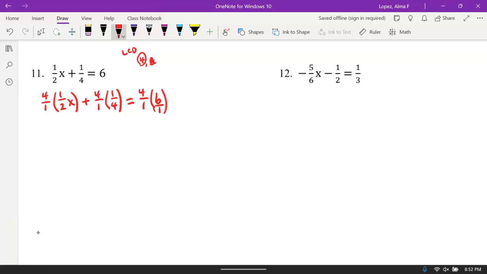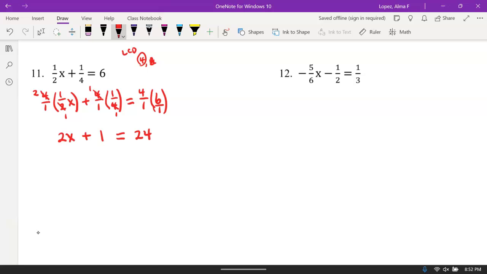The 4 and the 2 reduce by a factor of 2 to 1 and 2. When I multiply straight across, I end up with 2x. Here, the 4's reduce by a factor of 4. 4 divided by 4 is going to leave a 1 and a 1 there, or you can say they cancel. When I multiply straight across, I get 1 over 1, which is just 1. Same thing over here. Nothing cancels, so I multiply straight across. I get 24 over 1, which is just 24.